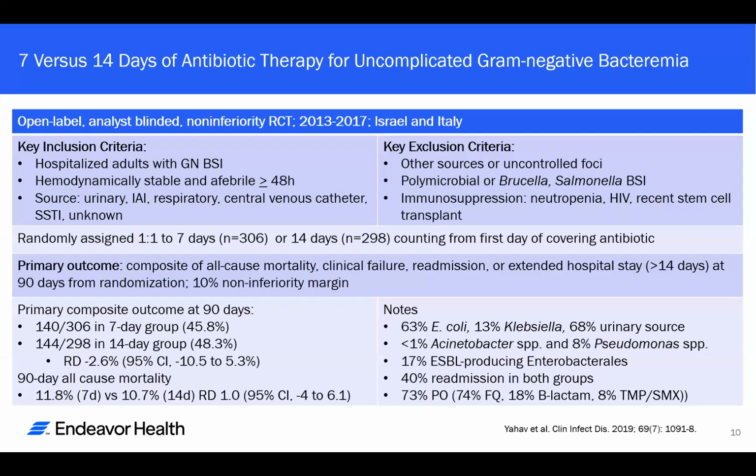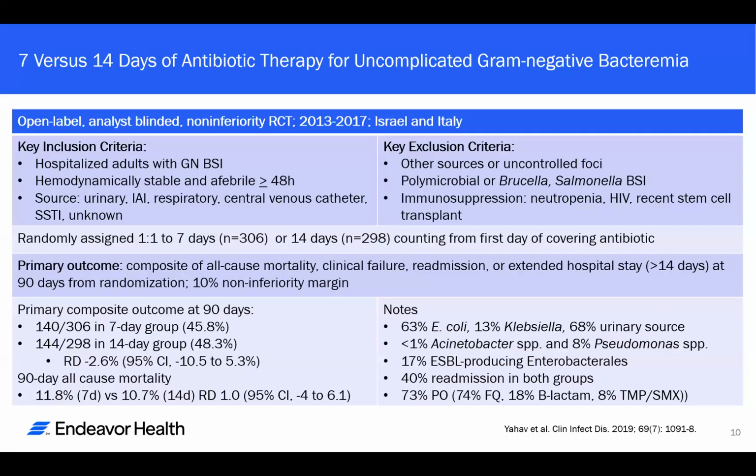They randomized patients 1-to-1 to either 7 or 14 days, with a primary composite of all-cause mortality, clinical failure, readmission, or extended hospital stay at 90 days from randomization, and used a 10% non-inferiority margin here. And in their intention to treat and per protocol populations, they did find that 7 days was non-inferior to 14. The per protocol population included patients that got the correct number of days plus or minus 2 days.